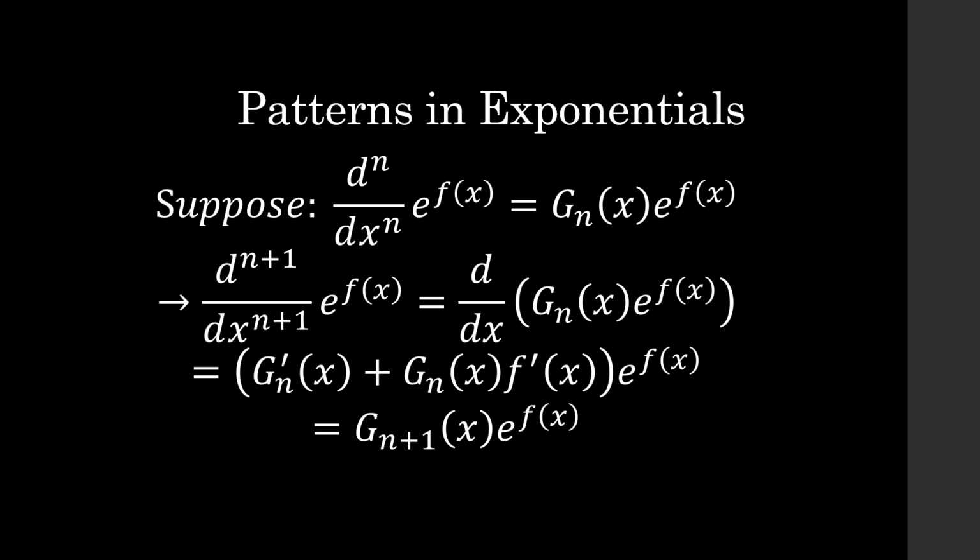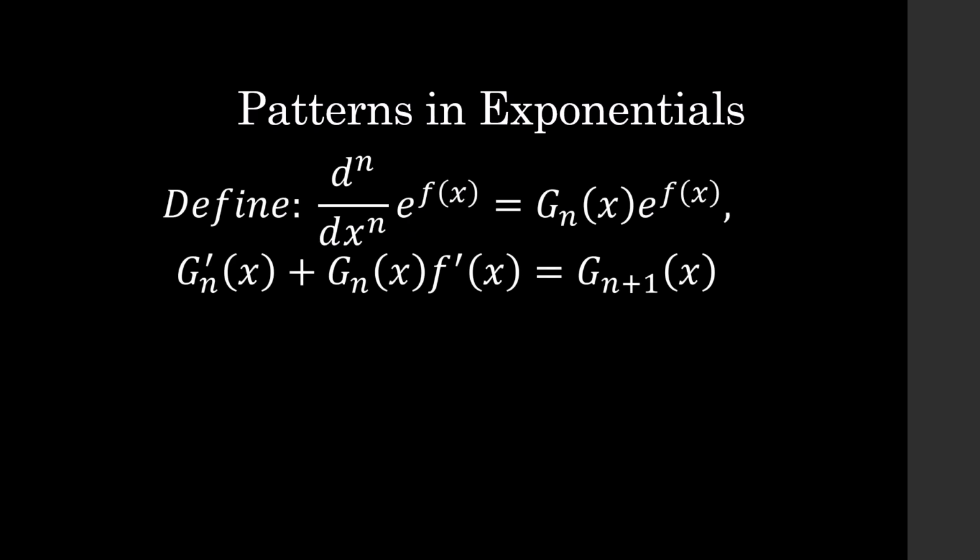So if we just define this g_(n+1)(x) to be this polynomial, then that executes the recursion properly. So we shall define it as such. The nth derivative of e^(f(x)) is g_n(x) e^(f(x)), where g_n is defined recursively using this pattern here: g_n prime plus g_n times f prime is g_(n+1)(x).